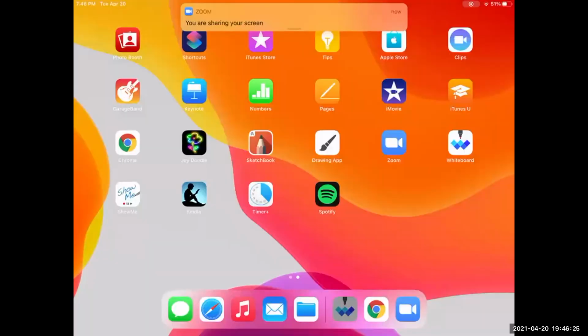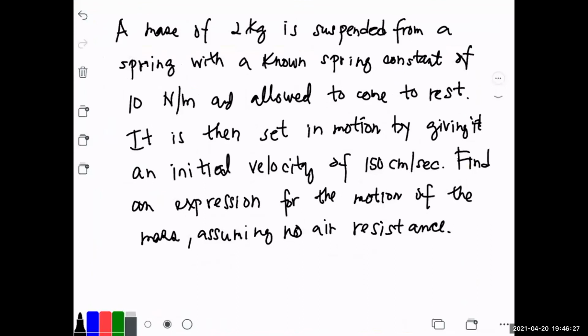Okay, so this is another word problem. I put it here in my other virtual board because my first virtual board is not working. I don't know what happened.